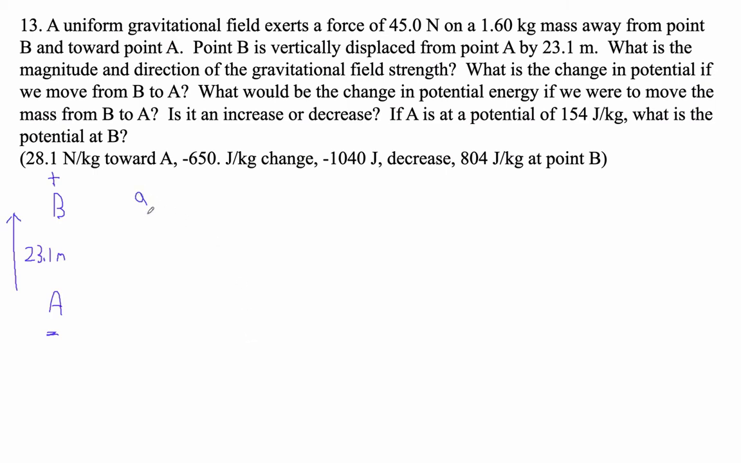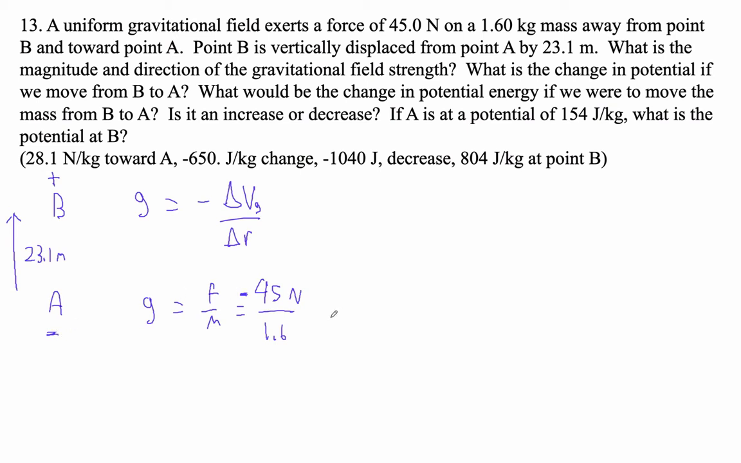So g is the opposite of the change in gravitational potential over change in r, right? But it's also, by the way, g is just force divided by mass. So let's do that. So 45 newtons, right? I'm going to make that negative, divided by 1.6. And the reason it's negative is that the force is down, and I made the toward A negative. So that's why it's negative.